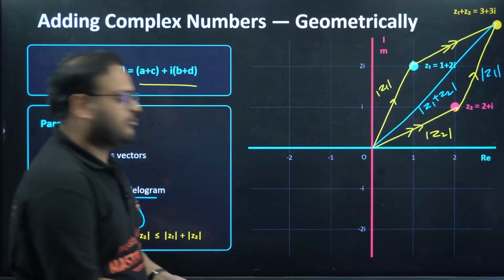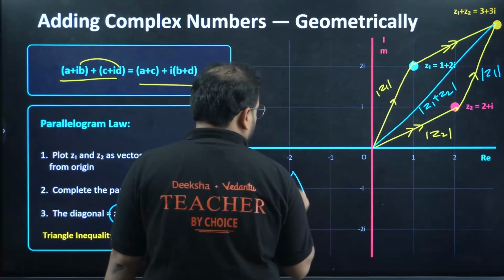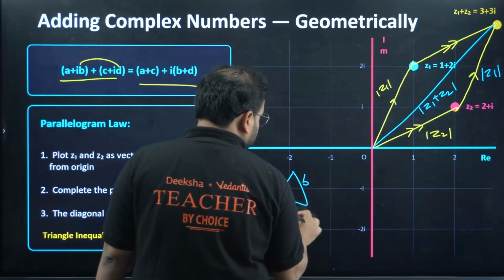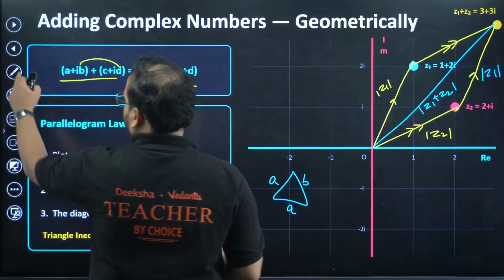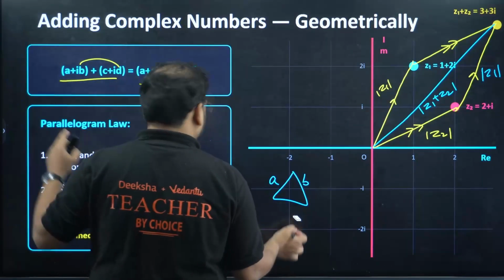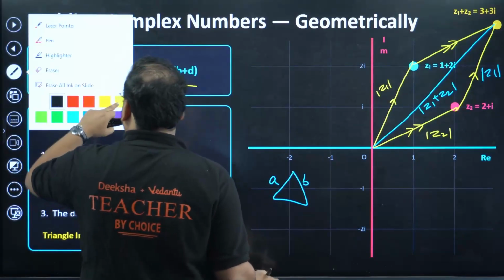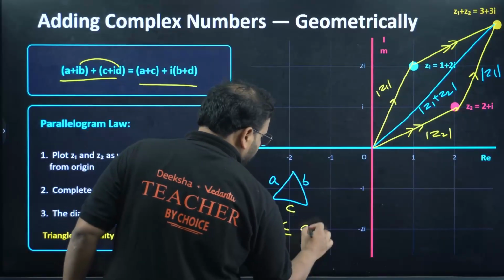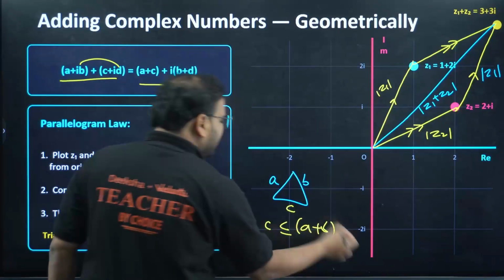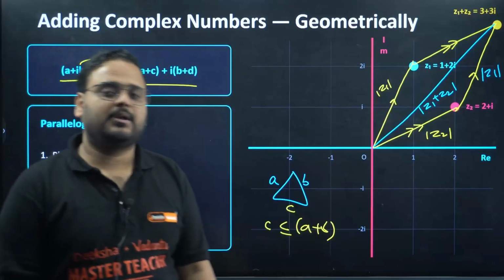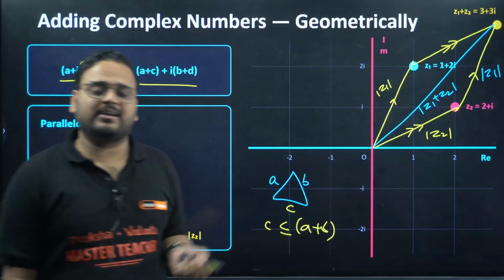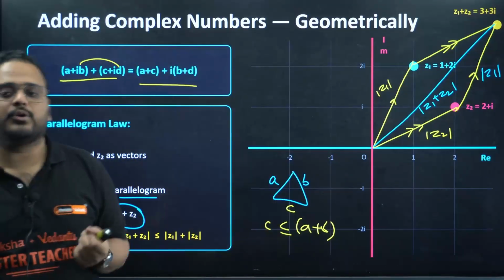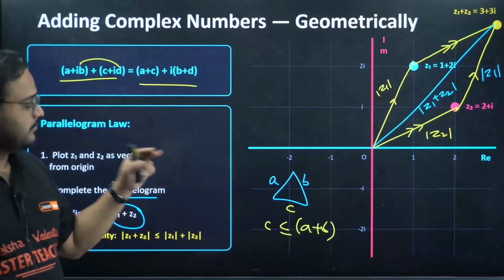Remember this. If you draw a triangle ABC, we know that C will be less than or equal to A plus B, or we can write it in any different way as well, but the point is simple. Any one side will always be lesser than or at most equal to the sum of the other two.